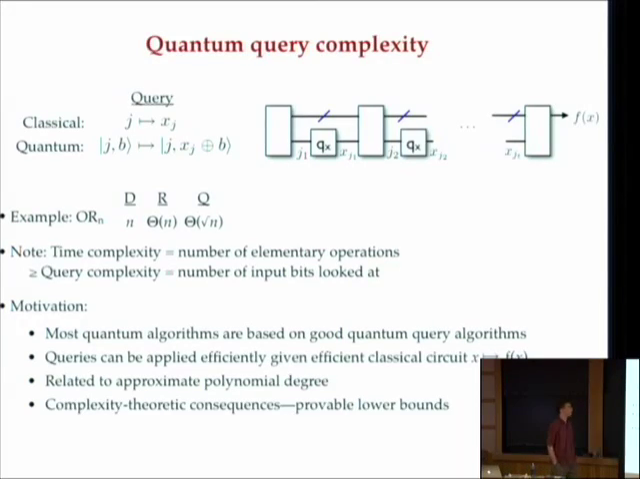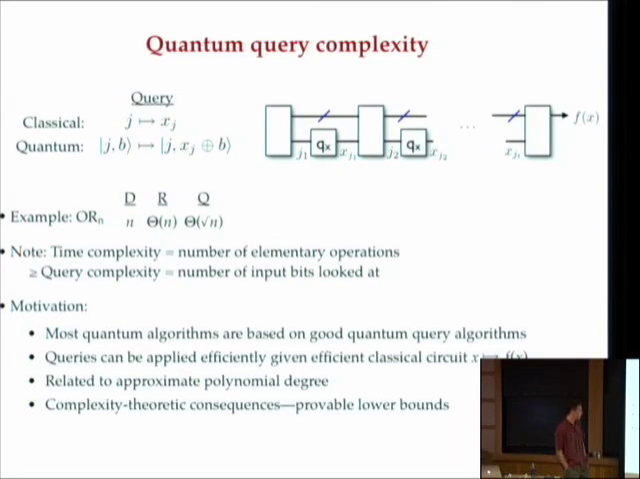So why do we care about query complexity? There's a few reasons. One is that most quantum algorithms we know of actually are based on good query algorithms. For example, factoring can be seen as being based on a query algorithm for solving the period finding problem or order finding problem.